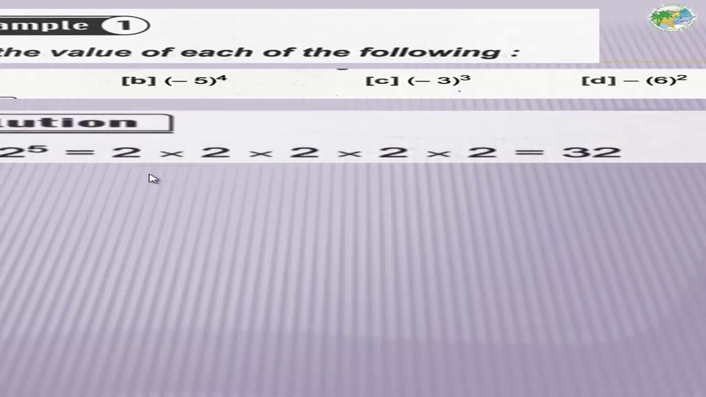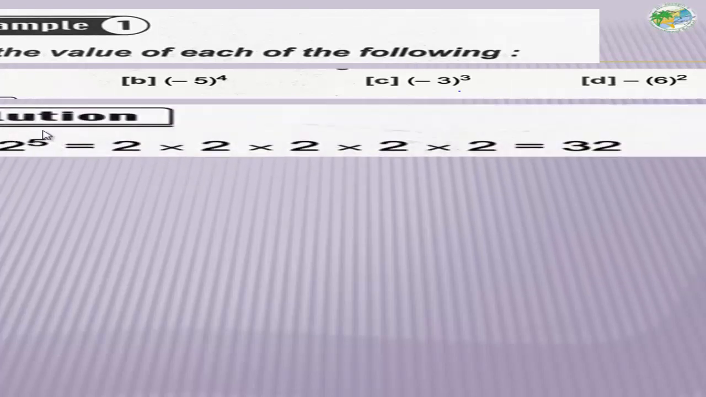For example, find the value of each of the following: 2 power 5, negative 5 power 4, negative 3 power 3, negative 6 power 2. The first question: 2 power 5 means 2 times 2 times 2 times 2 times 2, which equals 32. Fine.